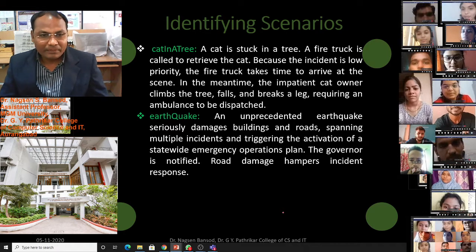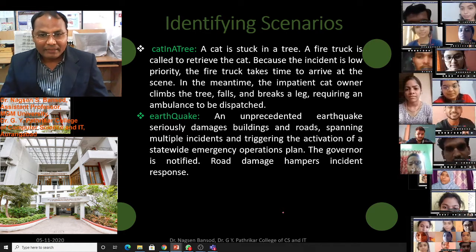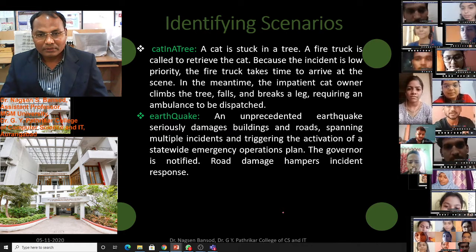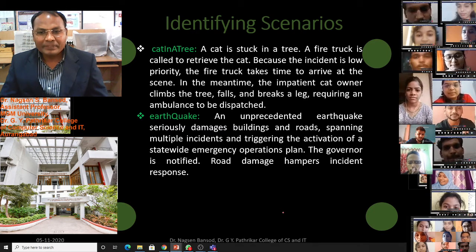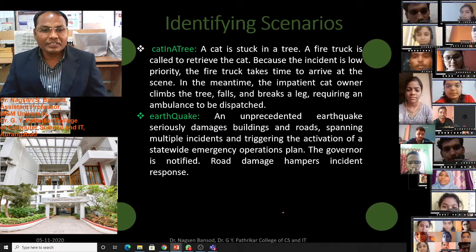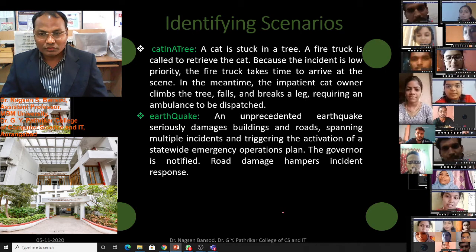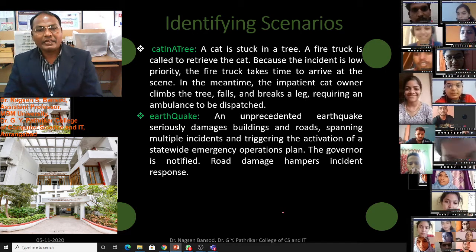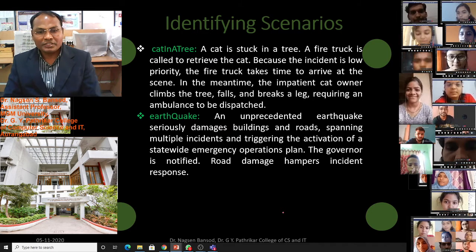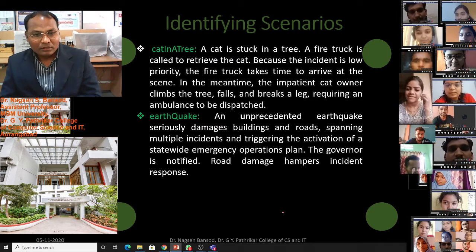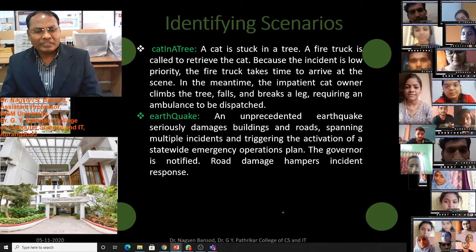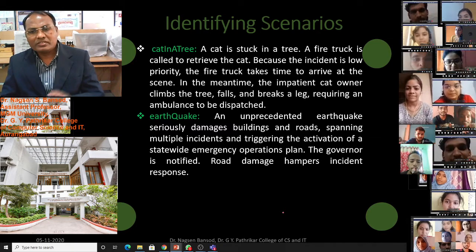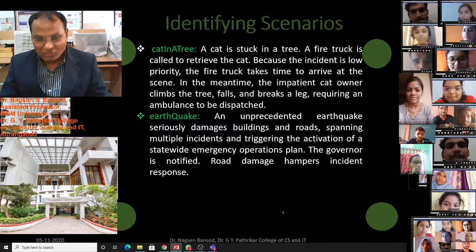Another example is earthquake: an unprecedented earthquake seriously damaged buildings and roads, spanning multiple incidents and triggering the activation of the statewide emergency operations plan. The governor is notified. The road damage hampers incident responses.